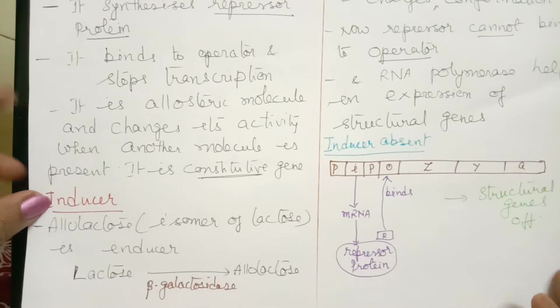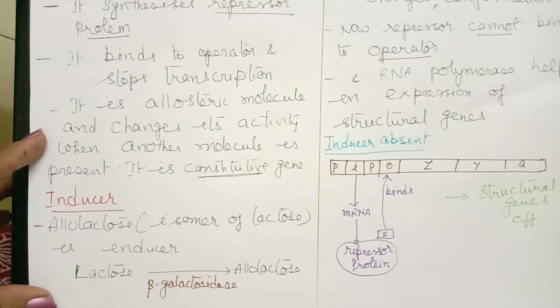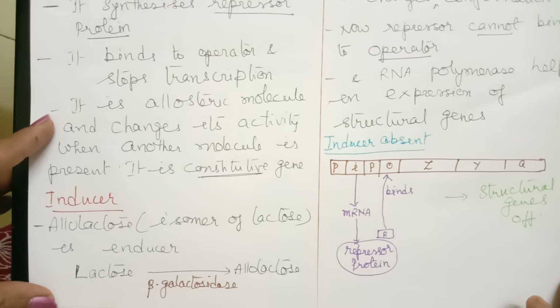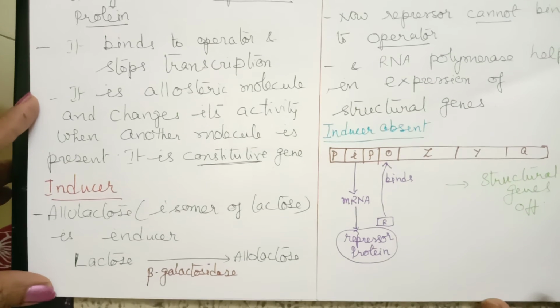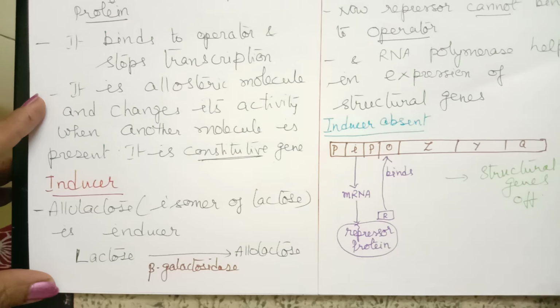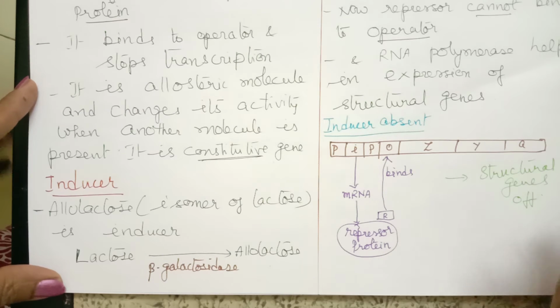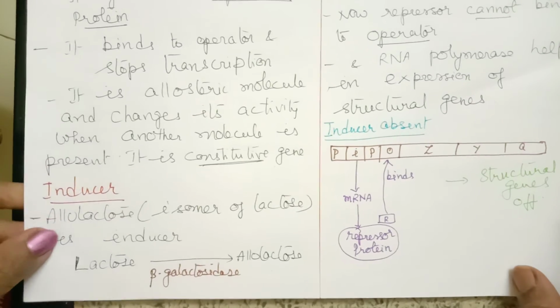Inducer here is allolactose. Inducer means in its presence transcription will take place. Inducer is allolactose, which is an isomer of lactose and functions as inducer. So when lactose is present, lactose is first converted into allolactose with the help of enzyme beta galactosidase. And then this allolactose will function as inducer.